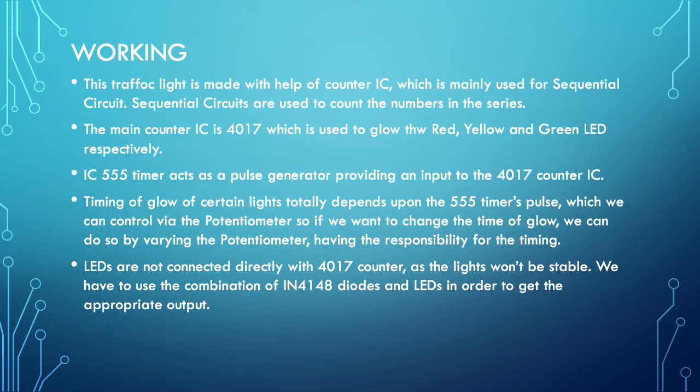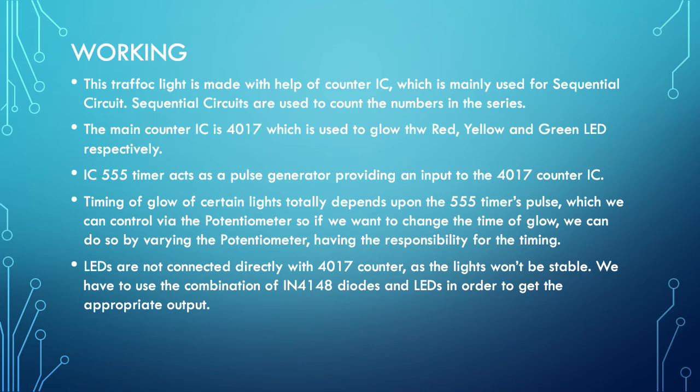Working. This traffic light is made with the help of a counter IC, which is mainly used for sequential circuits. Sequential circuits are used to count numbers in a series. The main IC is 4017, which is used to glow the red, yellow and green LEDs respectively. The 555 timer acts as a pulse generator providing input to the 4017 counter IC. Timing of the glow of certain lights totally depends upon the 555 timer's pulses, which we can control via the potentiometer.